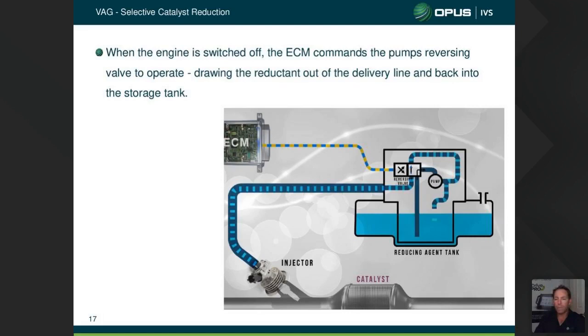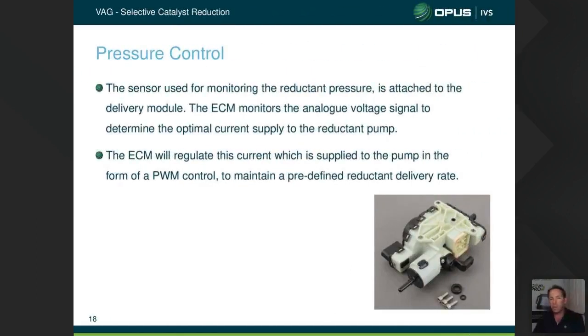Okay, the sensor used for monitoring the reductant pressure is attached to the delivery module. The ECM monitors the analog voltage signal to determine the optimal current supply to the reductant pump. The ECM will regulate this current, which is supplied to the pump in the form of a PWM control, to maintain a predefined reductant delivery rate. So it's very similar to what we're seeing with fuel, the pulse width to the pump to maintain our pressure. Under different operating conditions, the liquid will flow differently, so we can just maintain its pressure using PWM.